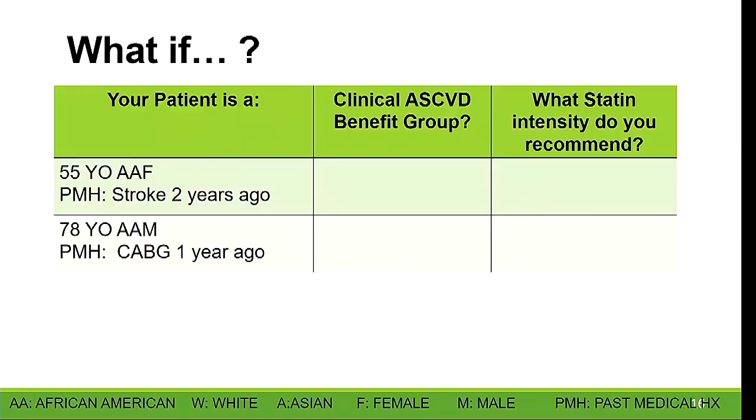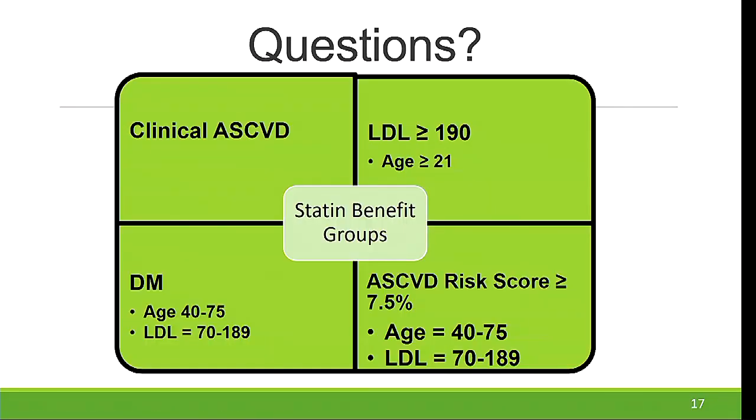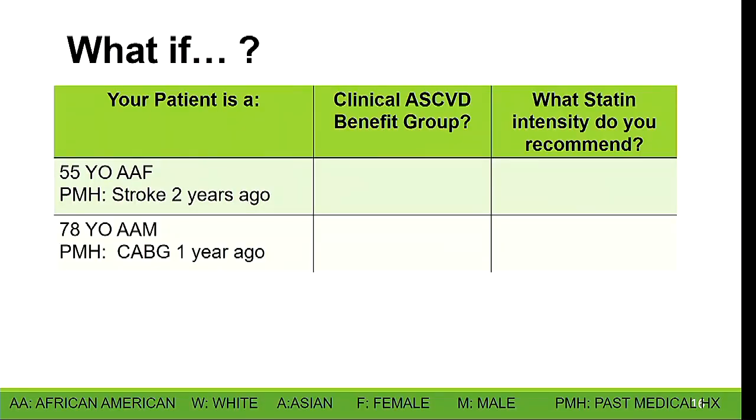So I've got a couple of little cases here. Like I said, I've put as many of the acronyms down at the bottom as I can. If there is one that I forgot, just raise your hand and ask, because I can tell you. So we've got a 55-year-old African-American female with past medical history of stroke 2 years ago. The question is, do they meet the criteria for a statin benefit, for the ASCVD benefit group? And what intensity statin would you give them? High? Okay. Yep.